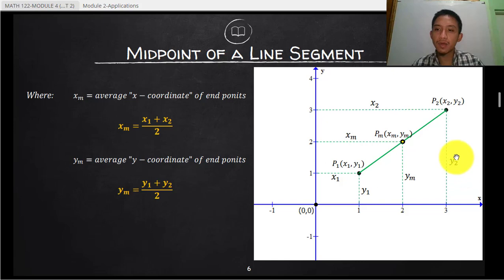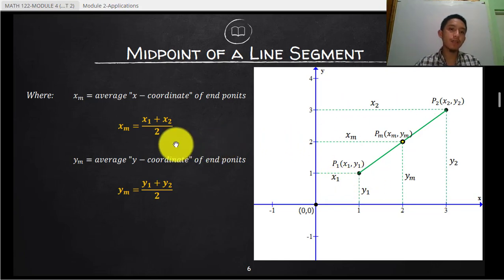So if you're referring to the y coordinate of the midpoint, it is just the average of the y coordinates of the two points that we are considering. Same as your x. This is your x sub 1, x sub 2, and you want to get the middle of that. So again, all you need to do is get the average of that, x sub 1, x sub 2.